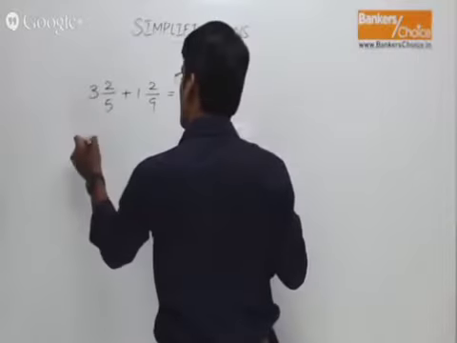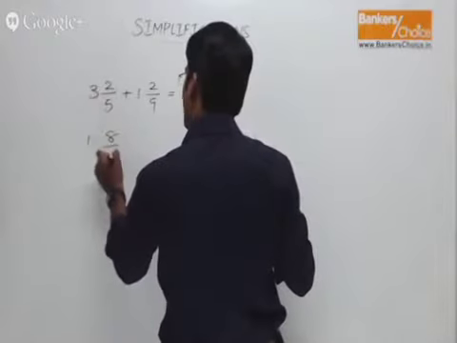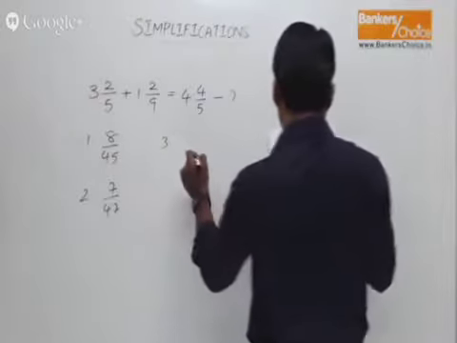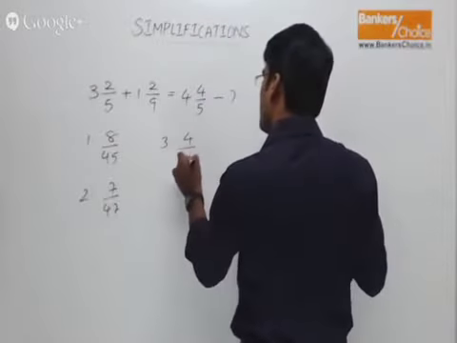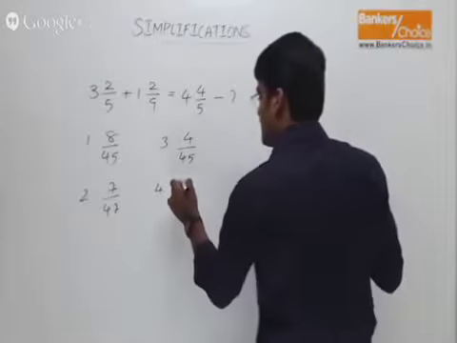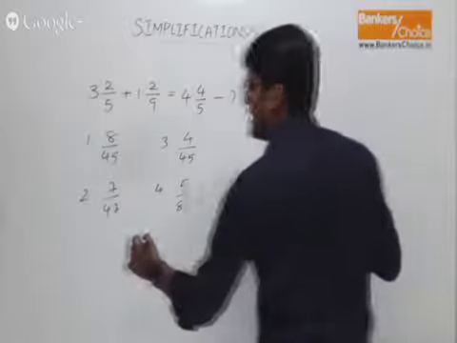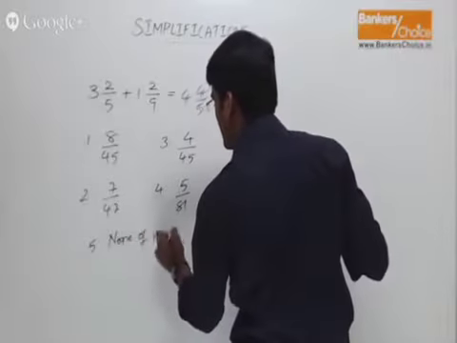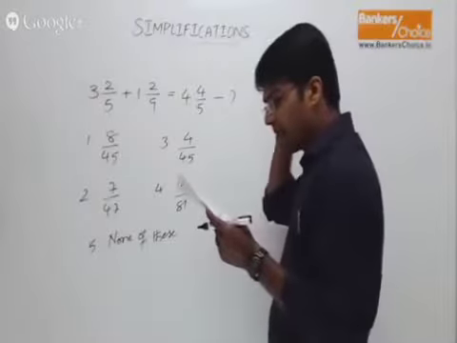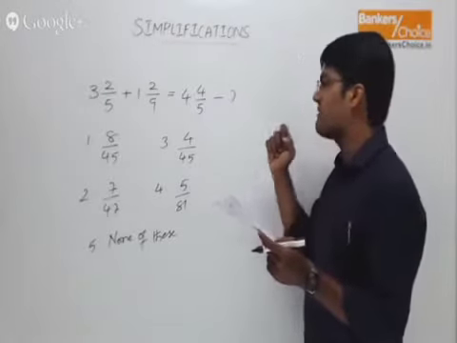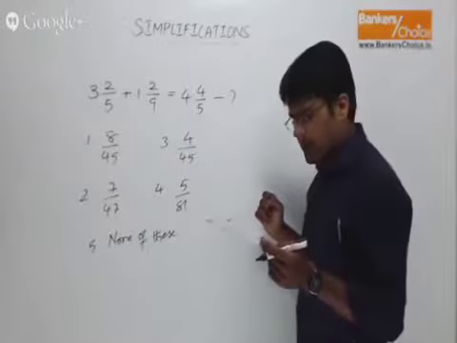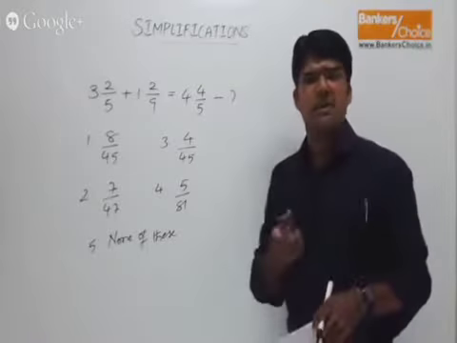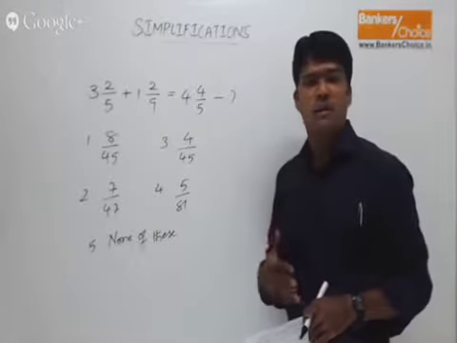And the options here are, first one, 8/45. The second option is 7/47. Third option here is 4/45. Fourth option is 5/81. And the fifth option is none of these. Right? So the question says 3 2/5 plus 1 2/9 equals 4 4/5 minus question mark. 8/45, 7/47, 4/45, 5/81, and none of these. I'll give you about 40 seconds, should be enough, right? Your time starts now.